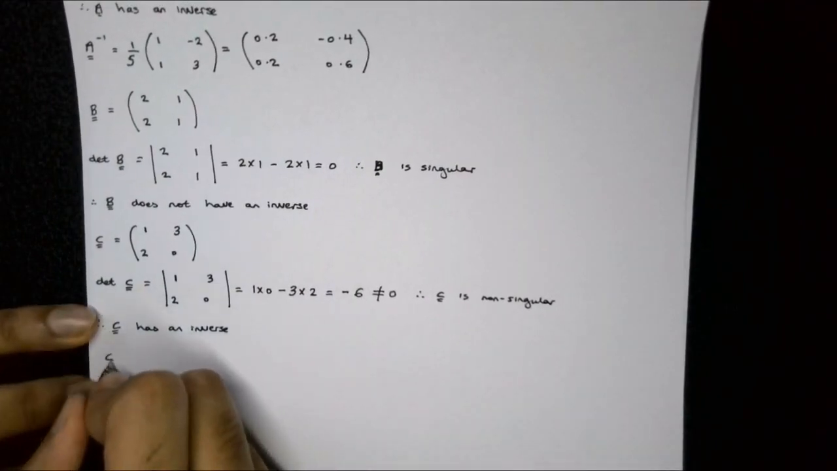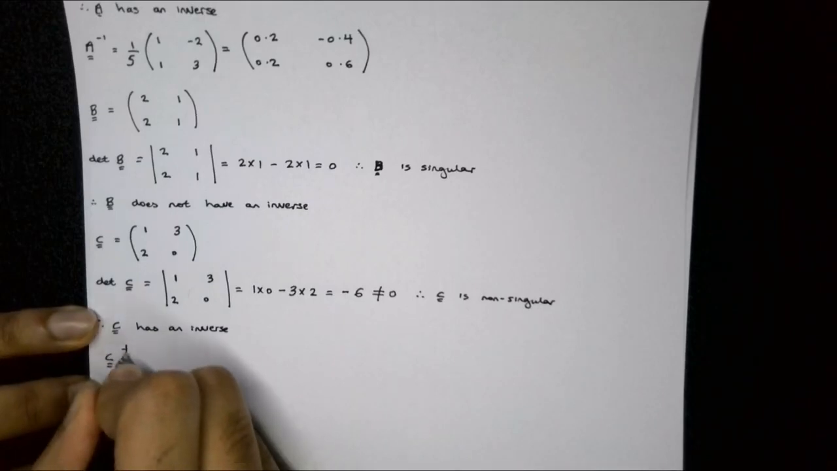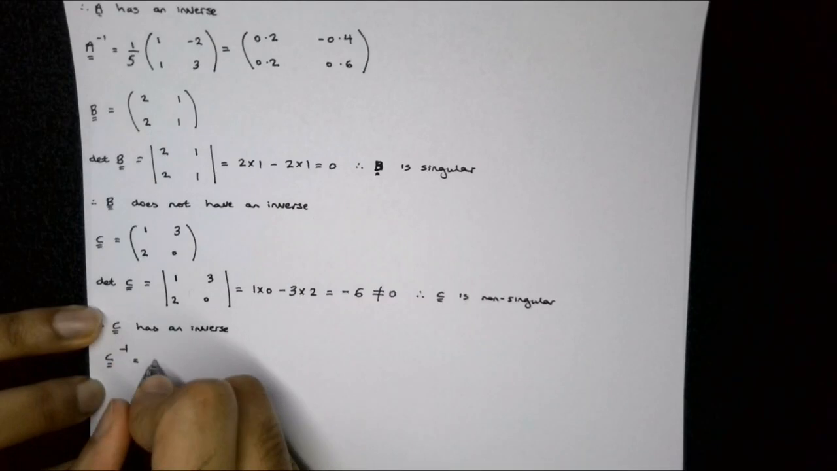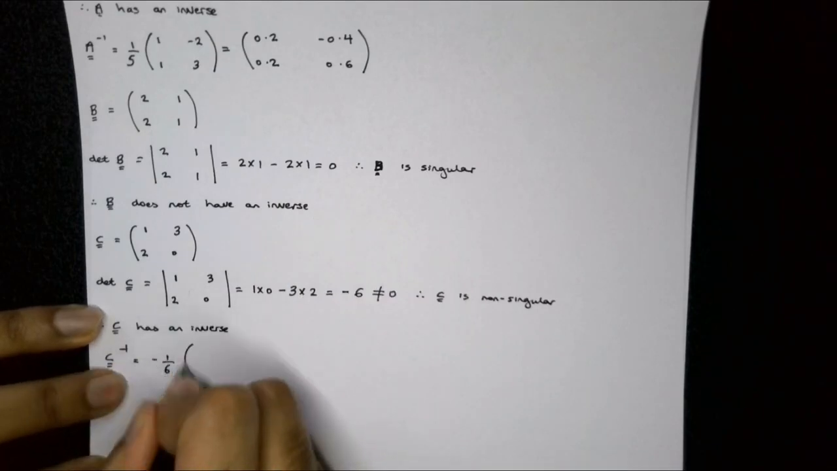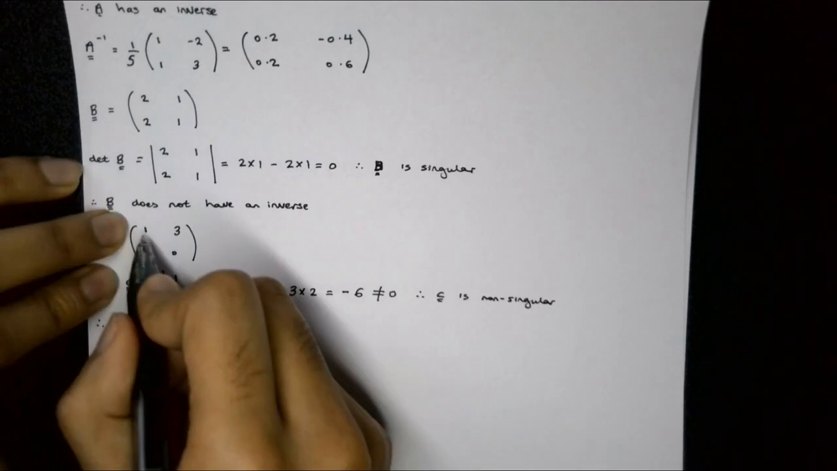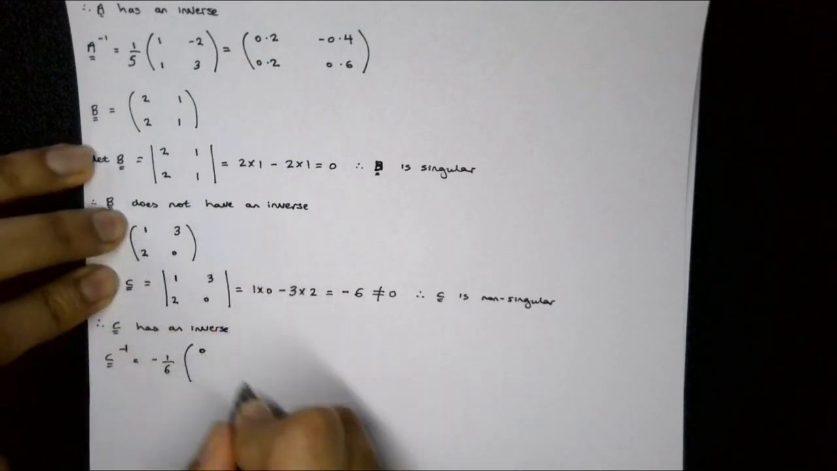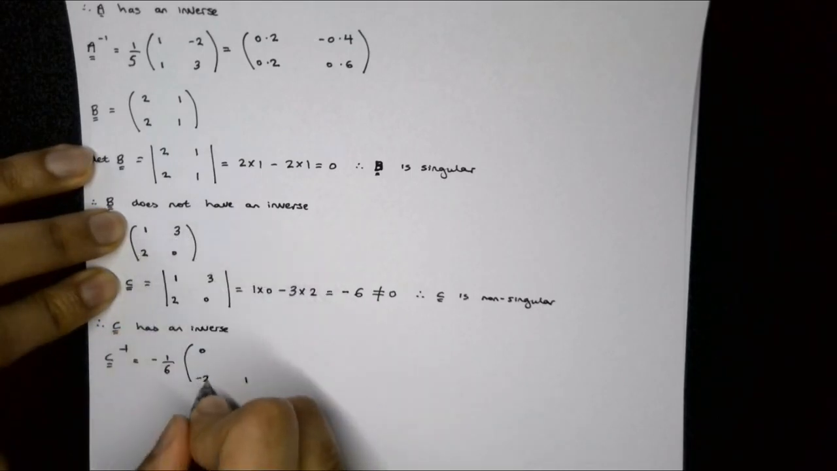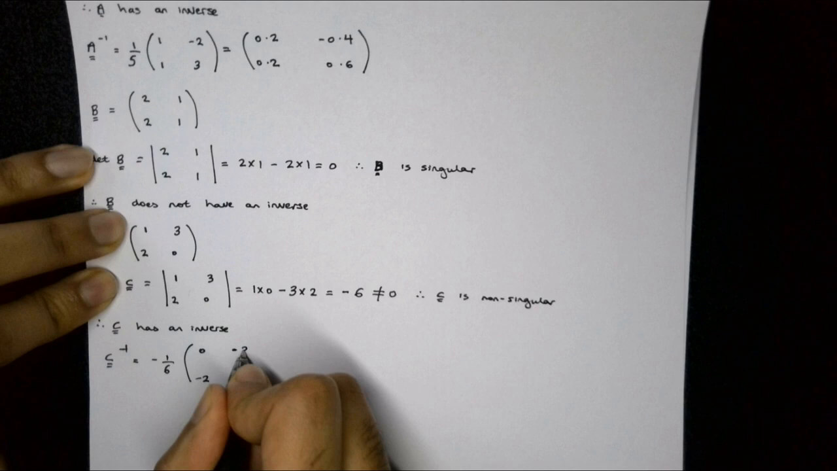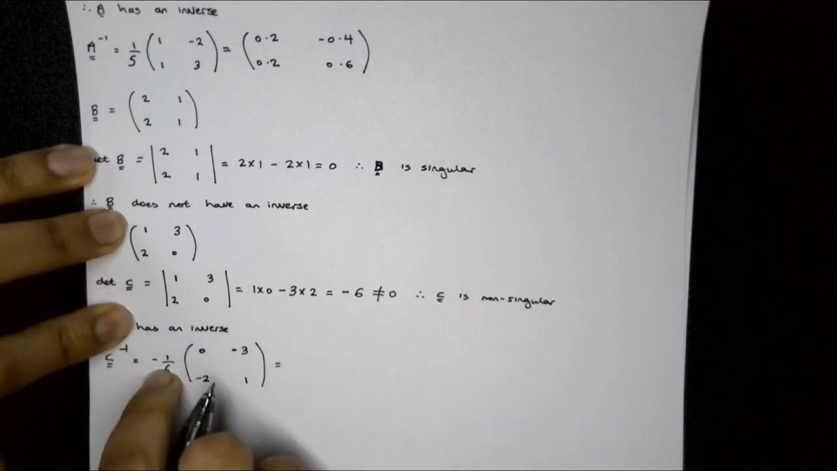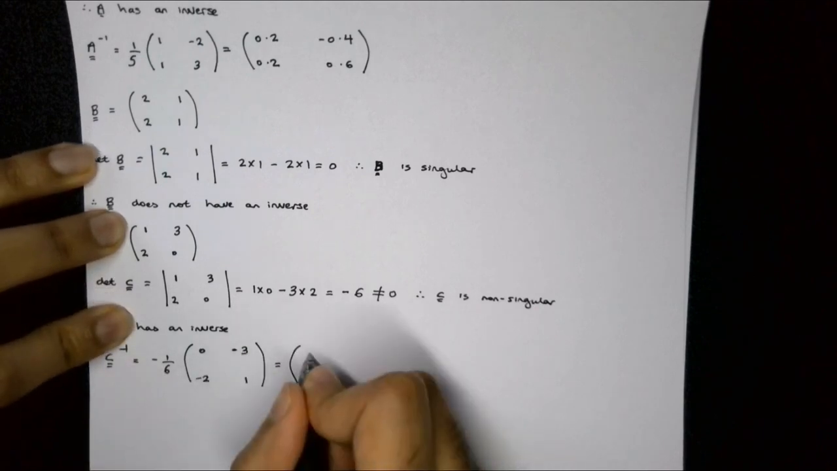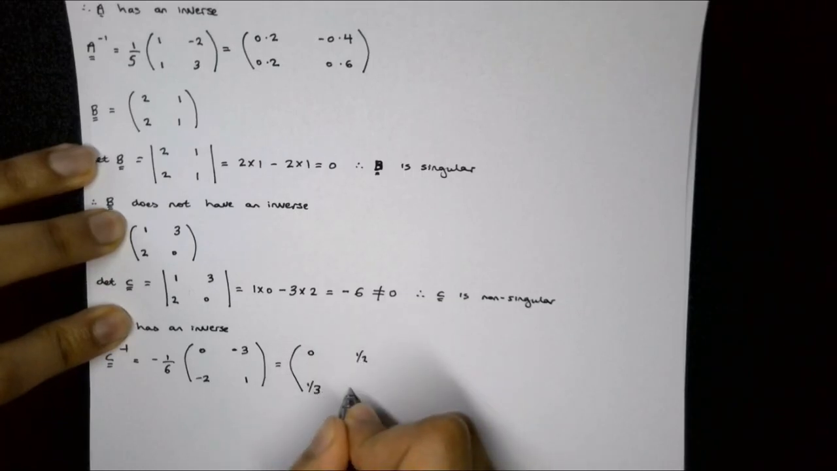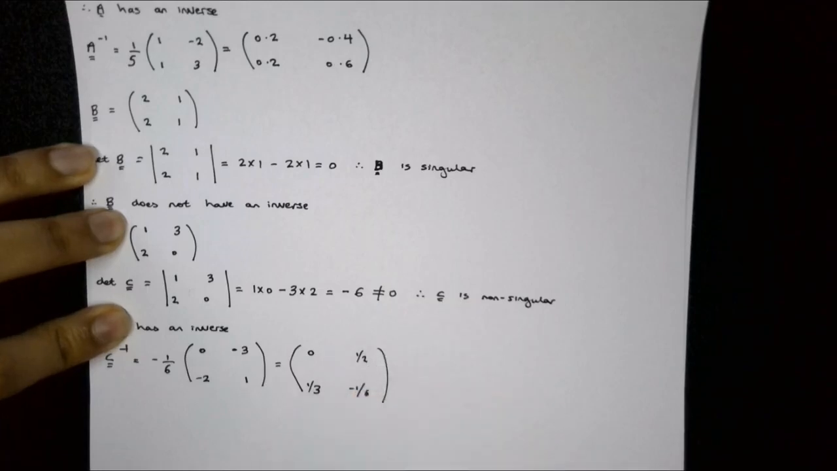So to find the inverse of C, we have 1 over the determinant, so we have -1/6, and then we swap these two elements, so we have 0, 1, and then we multiply these elements by -1, so we have -2 here and -3 here. And if we expand the -1/6 into this bracket, we end up with 0, 1/2, 1/3, -1/6.